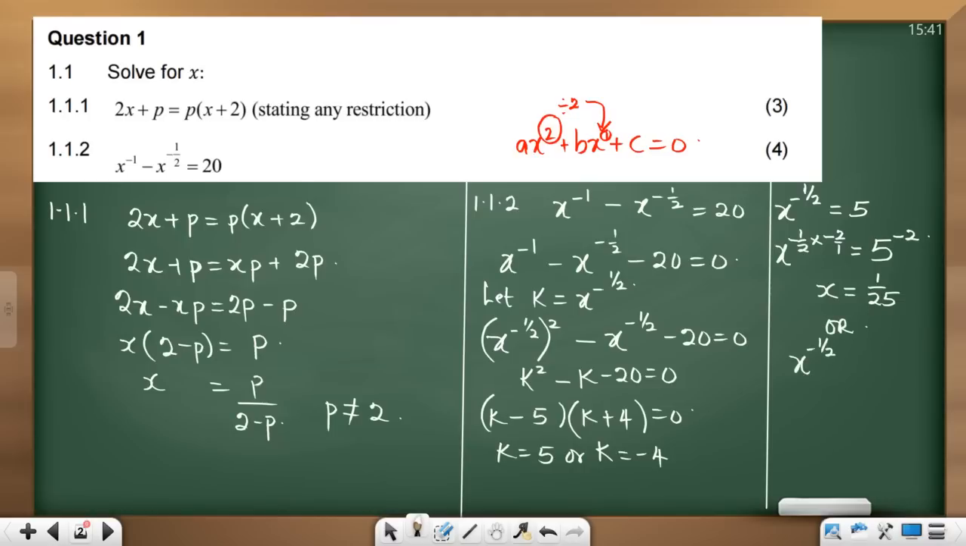What's our next one? x to the power negative half equals negative 4. There is no solution here, and I'm going to prove it to you. Why is there no solution? I'd like us to know one rule of maths: x to the power of a will always be greater than 0 as long as x is greater than 0. If the base is greater than 0, then your answer should always be positive.